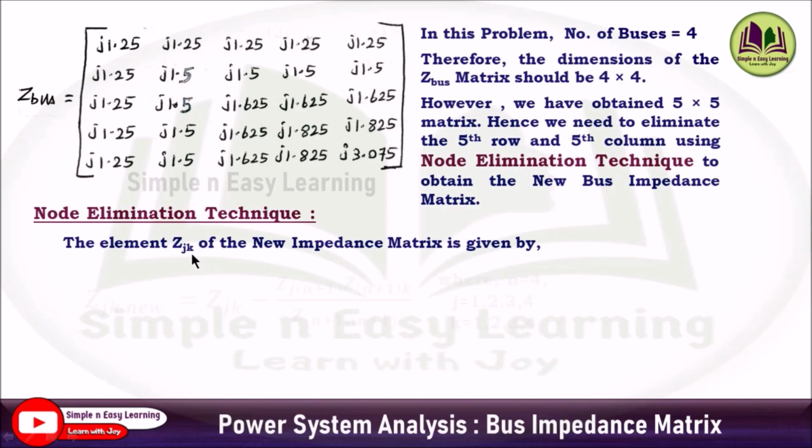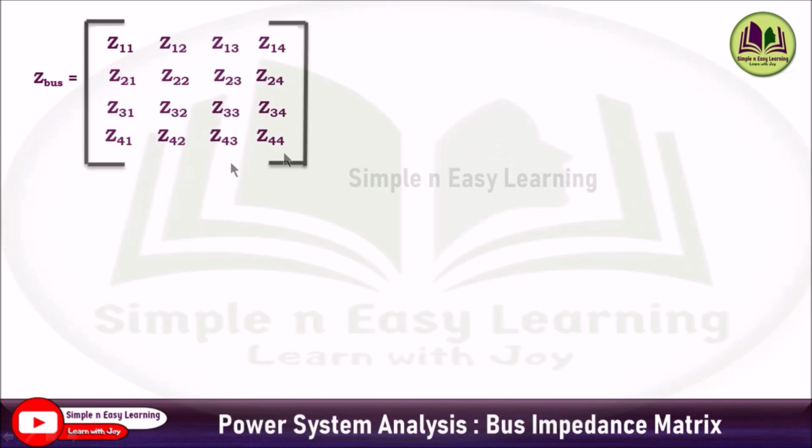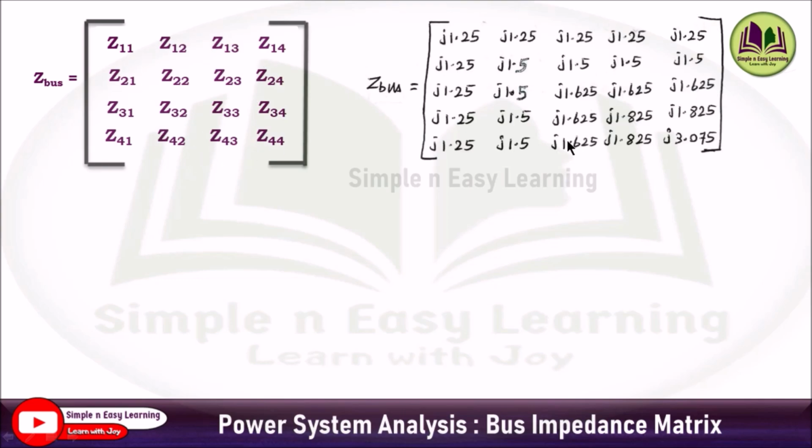The elements Zjk of the new impedance matrix are given by this formula, where n is equal to 4, and j equal to 1, 2, 3, 4, k equal to 1, 2, 3, 4. So by substituting the values in this formula, you will be getting the 4 cross 4 matrix. This is what you will be getting after the reduction of 5 cross 5 to 4 cross 4. You will be getting the 16 parameters. Consider the 5 cross 5 Zbus matrix.